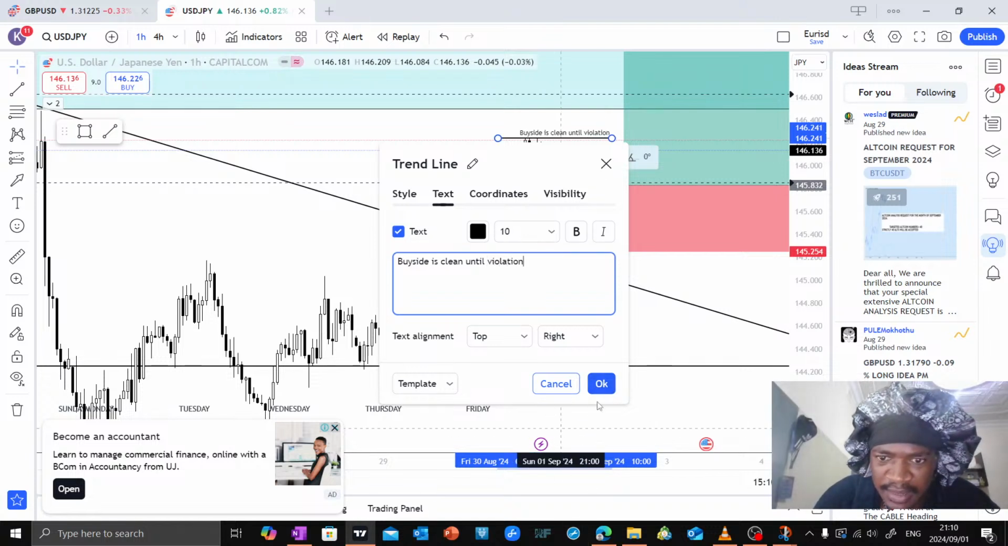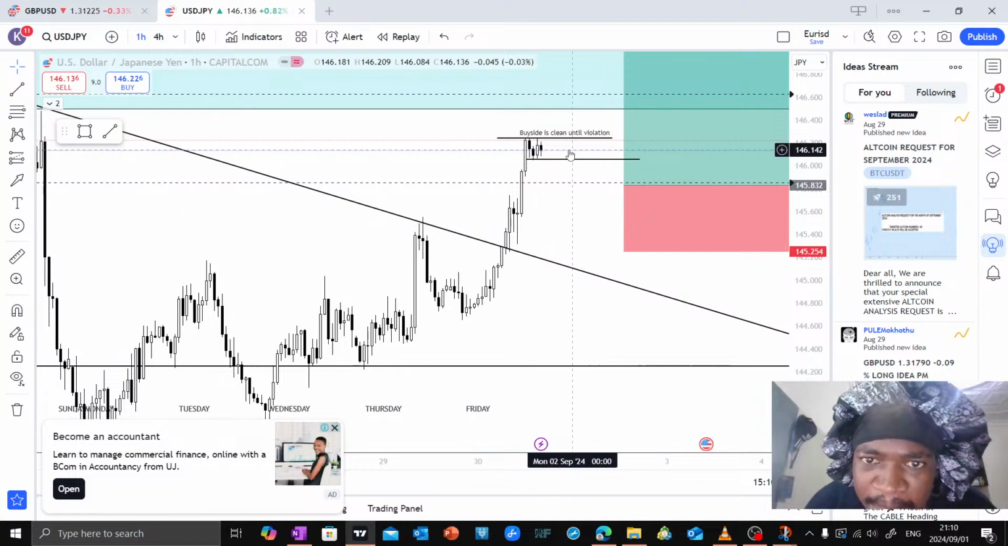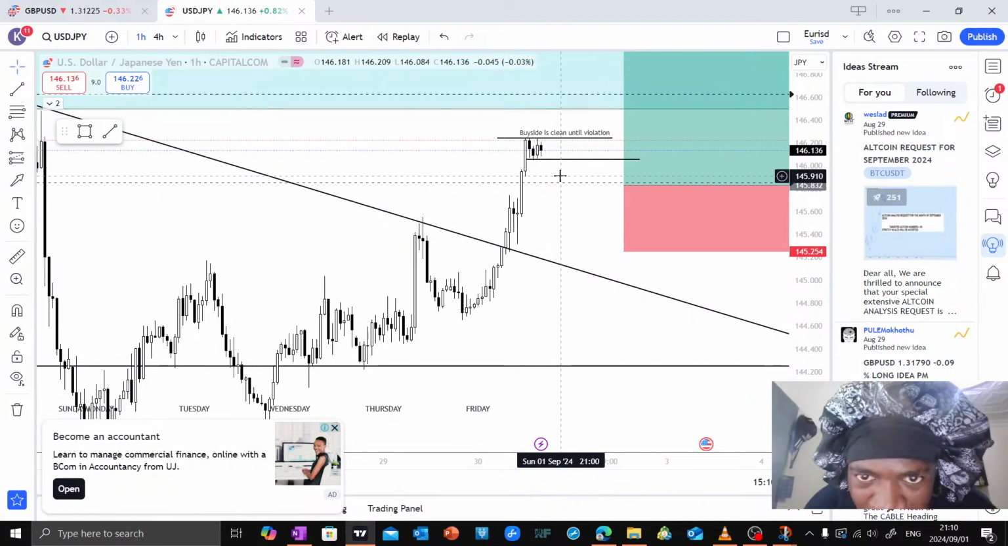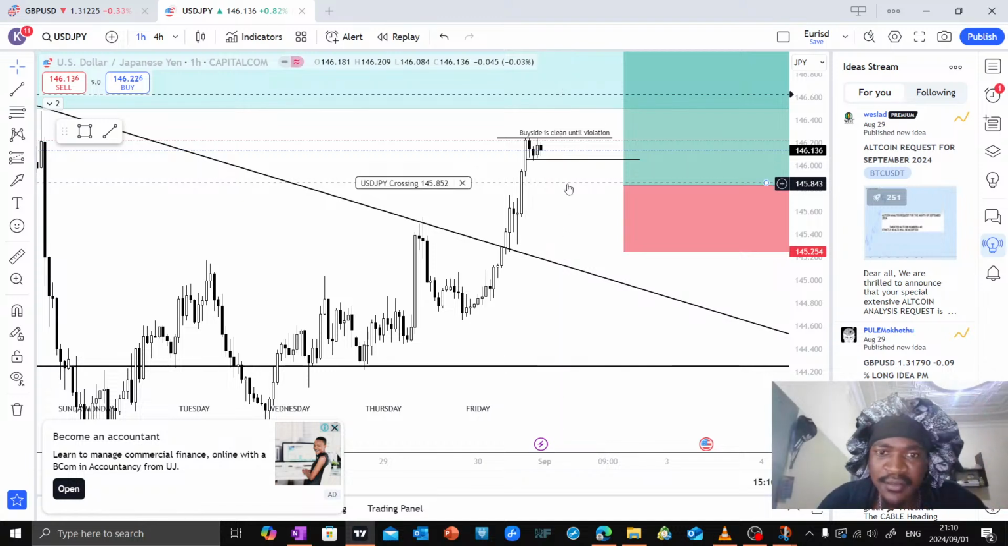You see, the buy side is clean until violation. So what we'd want to see is the sell side get taken out first, and then that's a strong signal that the buy side is ready to be swept, right? But I've seen that if you sweep the buy side first before you have properly swept the sell side, then that could be a problem.